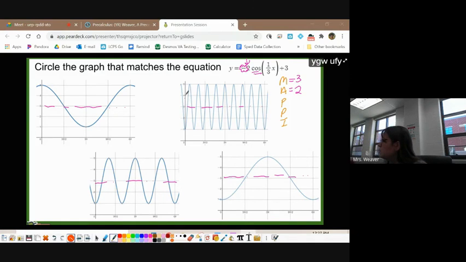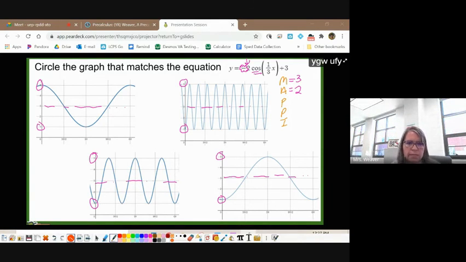Amplitude is 2, so from 3 we should go up 2 to 5 and down 2 to 1. So up 2 to 5 and down 2 to 1, up 2 to 5, down 2 to 1, up 2 to 5 and down 2 to 1. Okay, they all have the right maximum and minimum, so that didn't let us eliminate any either.